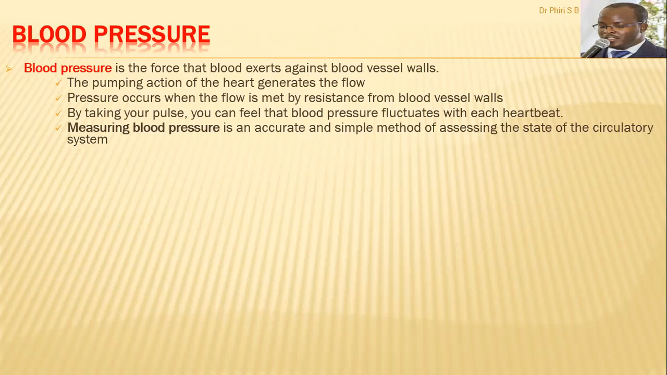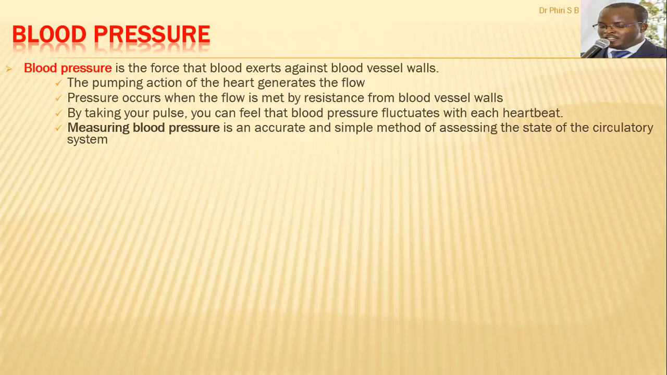The pumping action of the heart is the one that is injecting blood into the arteries to create the blood pressure. So why are you taking this blood pressure? By taking the blood pressure, you'll be able to assess the state of the circulatory system in terms of its function. So measuring blood pressure is an accurate and simple method of assessing the state of the circulatory system. If you want to assess the circulatory system of a patient, you need to take the blood pressure. It will give you an idea of how the circulatory system is operating within the person in whom you are measuring the blood pressure.